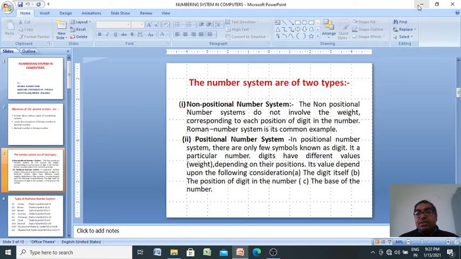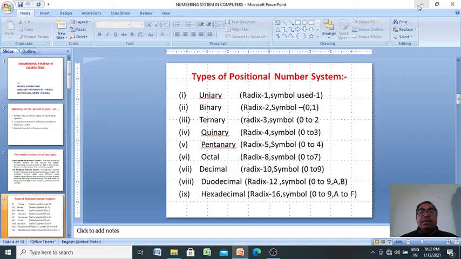While in the positional number system, there are only a few symbols known as digits. A particular number, bit or digit has different values depending on its position. Its value depends upon the following considerations: the position of the digit and the base of the number. Now, types of positional number systems. There are nine types that we generally use: unary, binary, ternary, quaternary, quinary, pentanary, octal, decimal, duodecimal and hexadecimal.